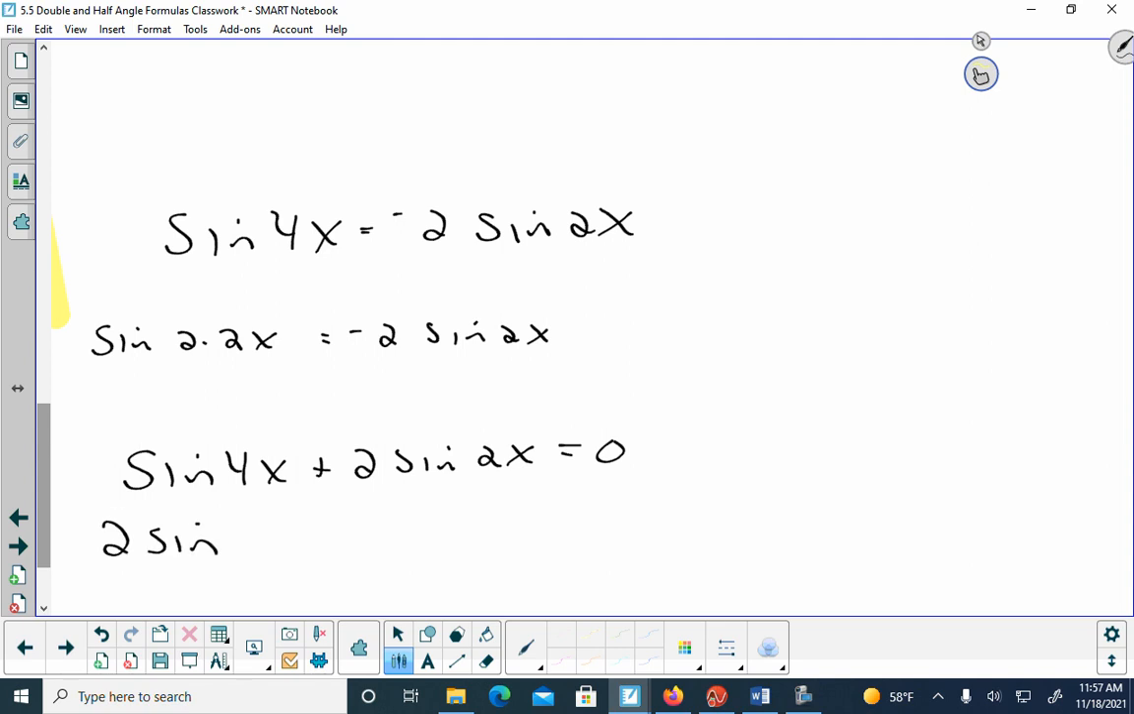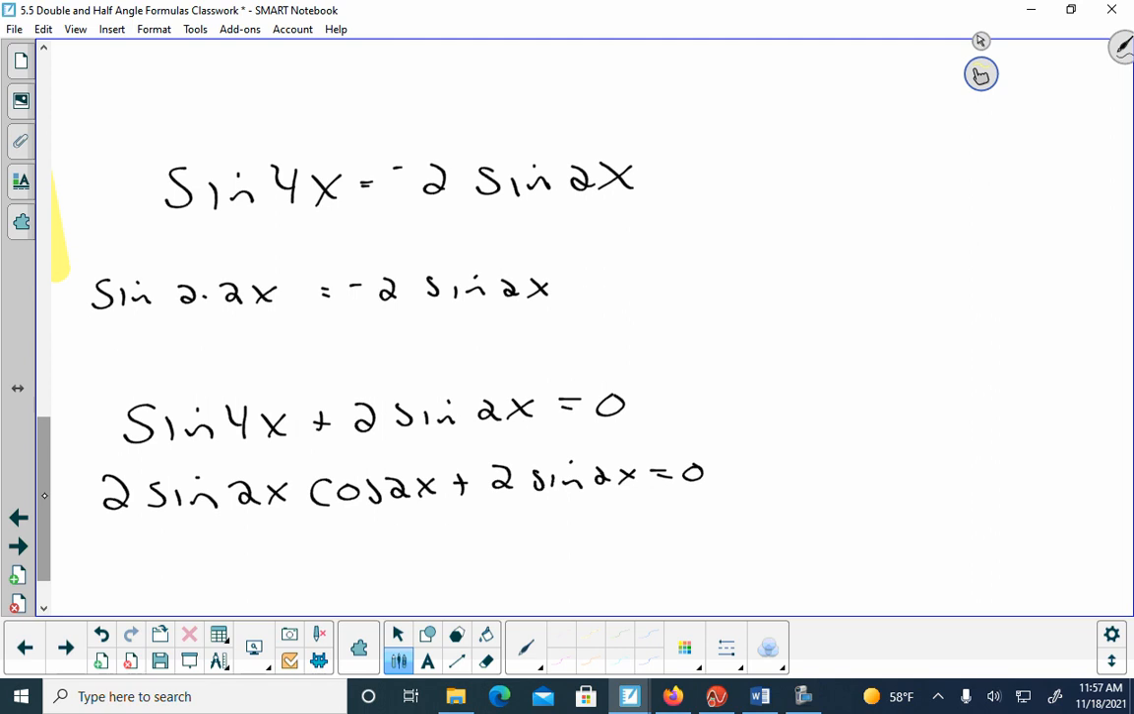They made this 2 sine 2x cosine 2x plus 2 sine 2x is equal to 0. And then they factored out a sine 2x. So I'm factoring out a sine 2x. And I'm going to be left with 2 cosine 2x plus 1 is equal to 0.